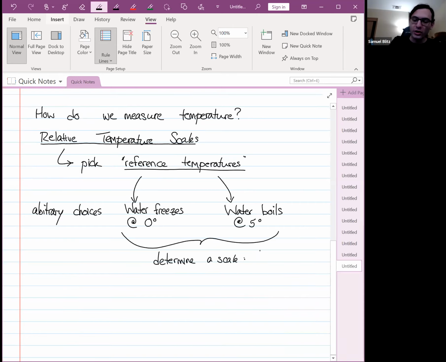And so maybe we call this the Blitz. So it'd be 5 degrees Blitz is the temperature where water boils. And so it would be written, say, X degrees BZ, or something like that, right? You can just choose some arbitrary choices, make your scale, and that's a scale.